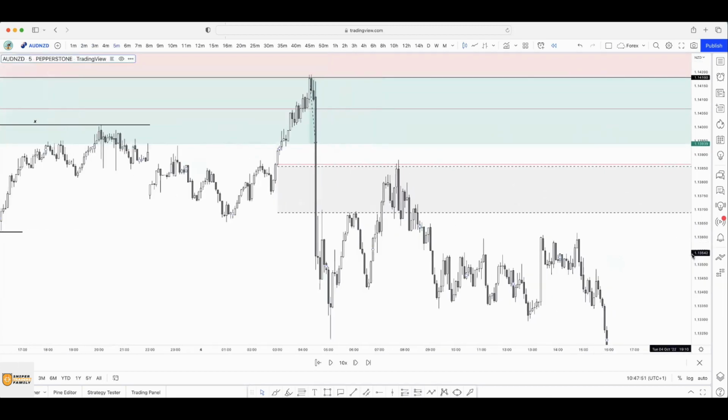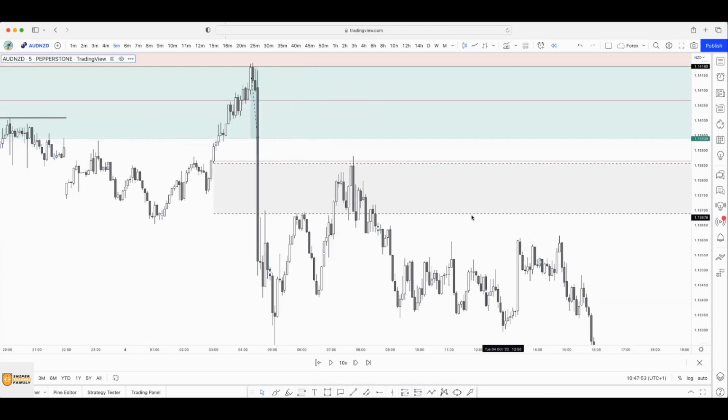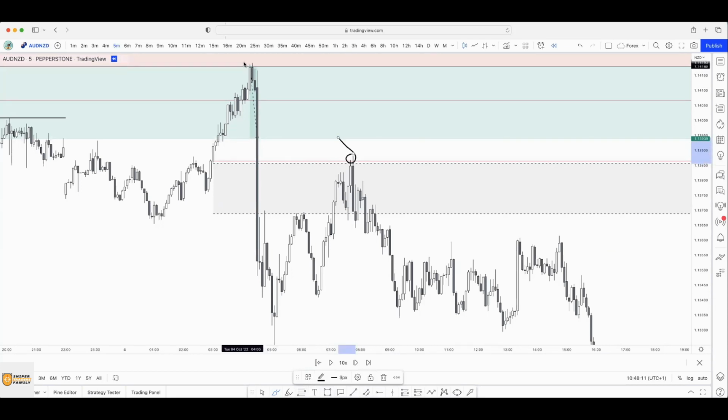Now, again, you're waiting for distribution inside your point of interest, right? So this imbalance was a point of interest for me, and I wanted price to come into that area and then give me distribution. I couldn't place a stop loss, like I couldn't press a limit on this trade. Why? Because the stop loss would have been up here to be very safe, and that is about 33 pips, 33 pips stop loss, which is too much.